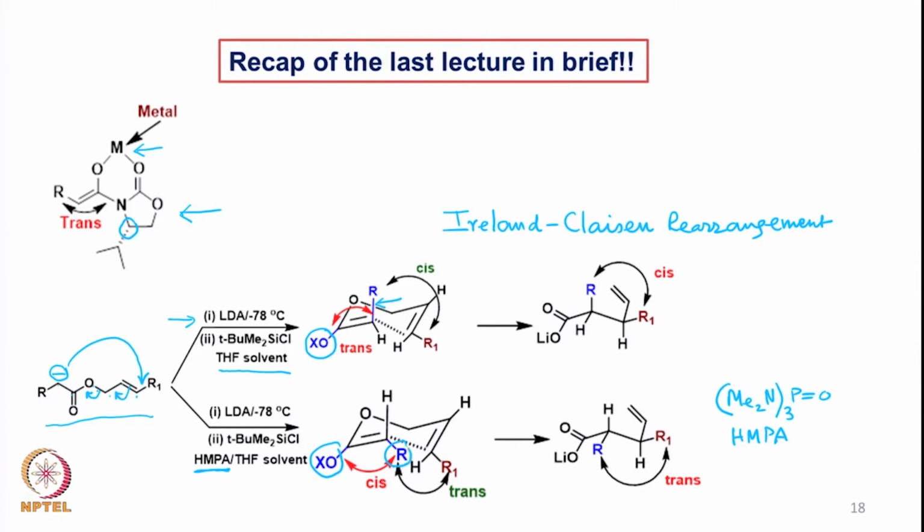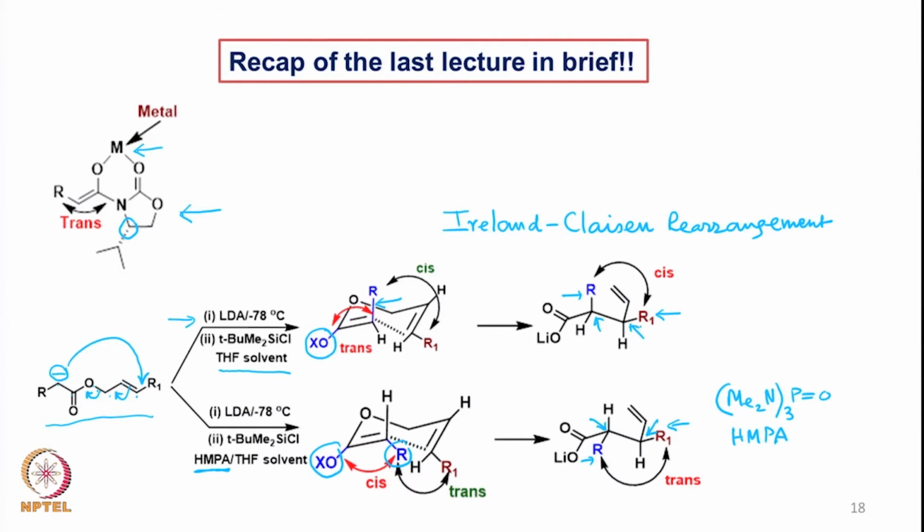Since the geometry of the enolate has now been achieved by different conditions, they lead to different products, as you can see here. The R group and R1 group are cis to each other, and here R and R1 are trans to each other in the final product. So the newly generated asymmetric centers are highly influenced in both cases by the geometry of the enolate, and therefore we need to understand why it is so.